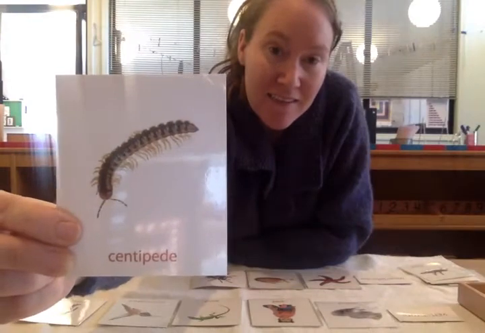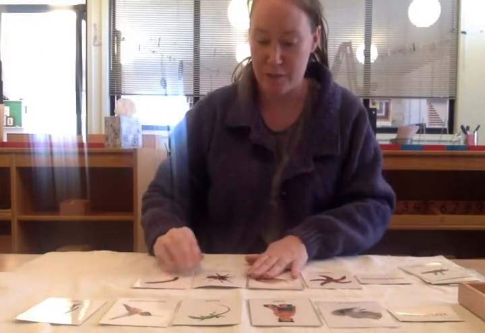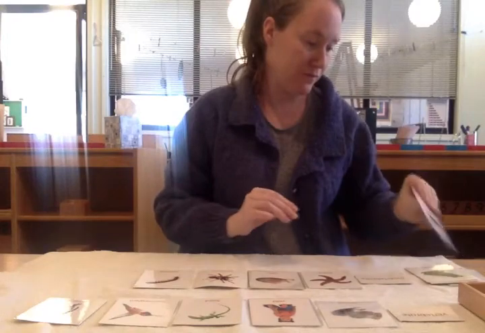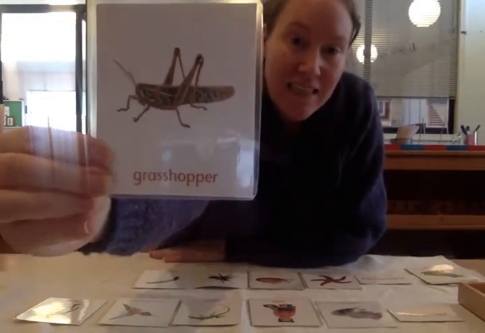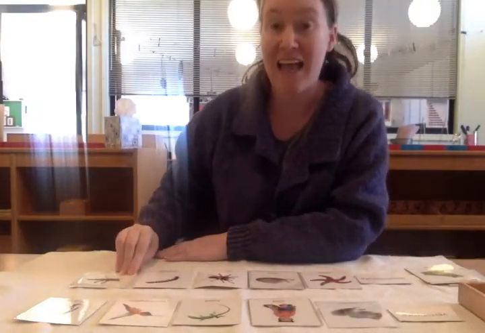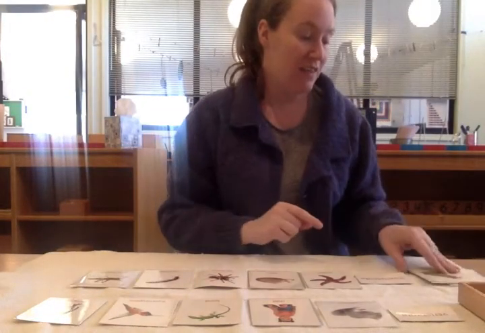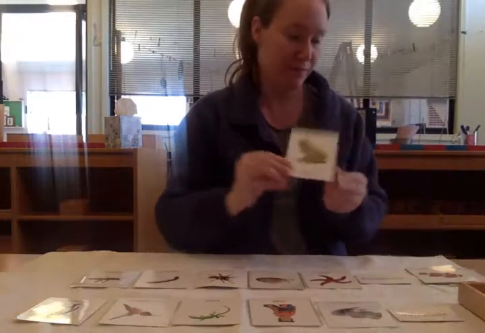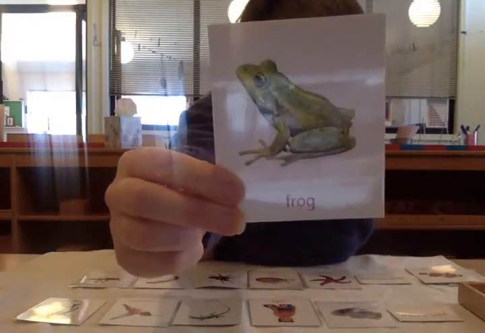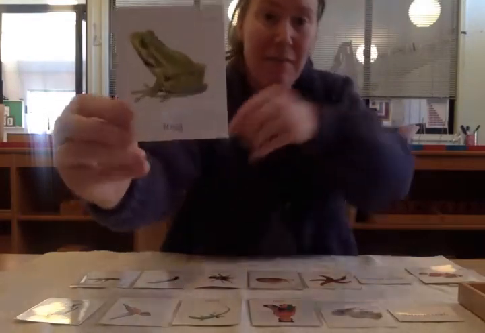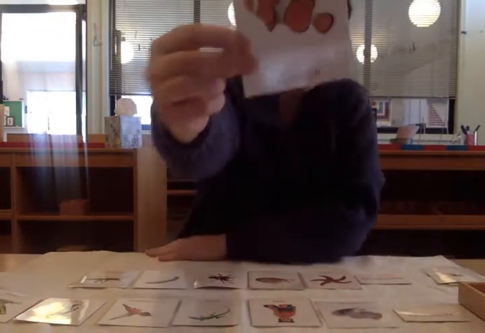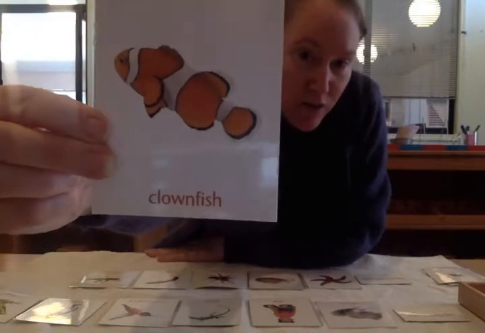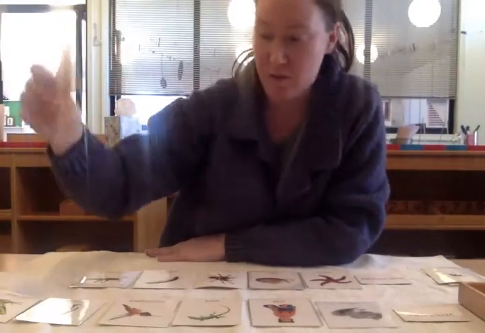Centipede, no backbone, invertebrate. Grasshopper. An insect that does not have a backbone. It has an exoskeleton like spiders. So invertebrate. Frog. Frog has a backbone. Here. Vertebrate. Clownfish and most fish have a backbone, so they are vertebrates.